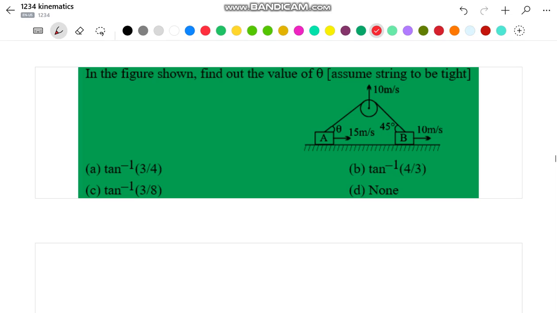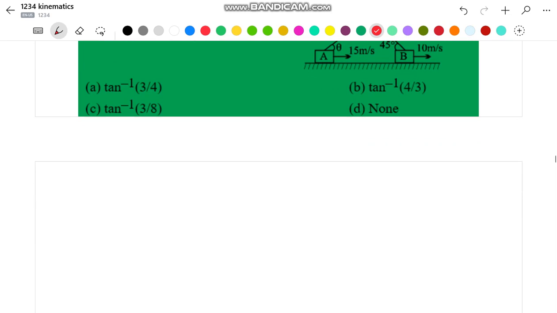Hello friends, let us discuss a problem based on constraint and kinematics in this video. So in the figure shown, we have to find out the value of theta, assuming the string to be tight. The velocities of both the blocks A and B, as well as the velocity of the pulley, are shown in the diagram. So let us now proceed to solve this problem.